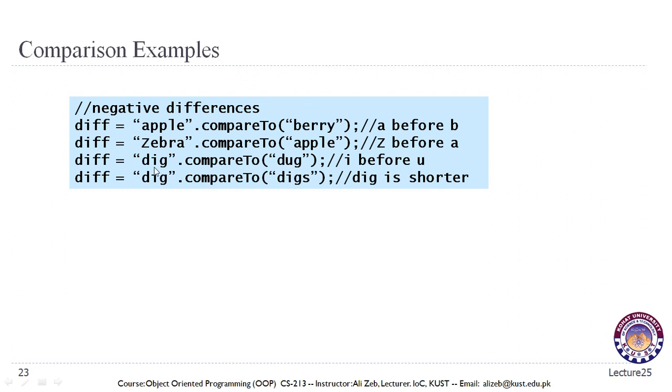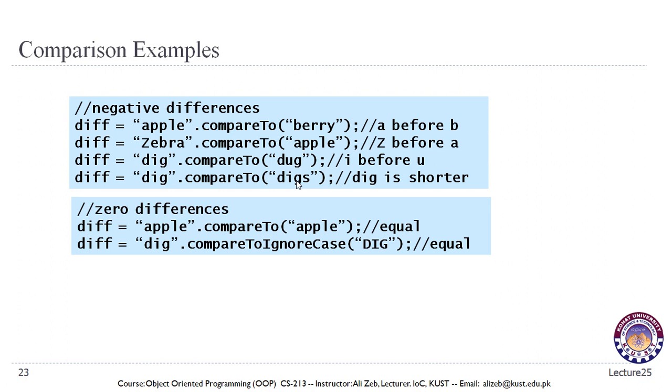And if you have D and D, these are the same, but you can see that DI should come before DU. Similarly, if you have a bigger number, digs is bigger, although the rest of the spellings are the same, digs is bigger.